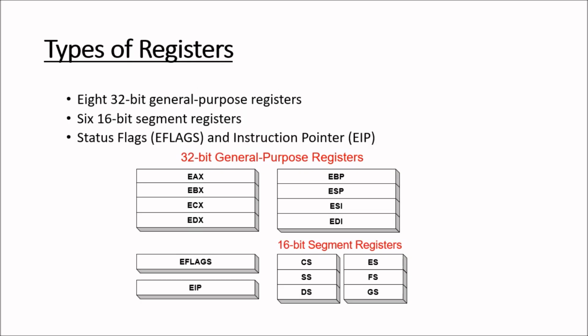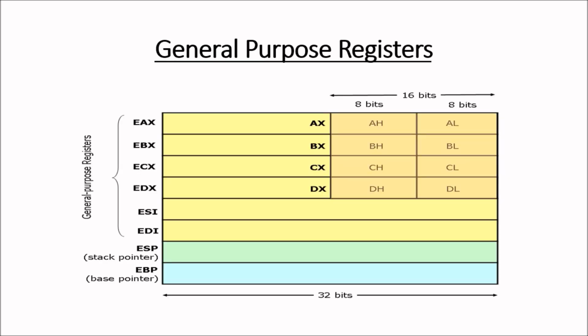So there are different kinds of registers. A few we are going to discuss include general purpose registers, segment registers, the flag register and the instruction pointer. So let's start with general purpose registers. There are 8 32-bit general purpose registers, and of those 8, 4 of them can be further divided.